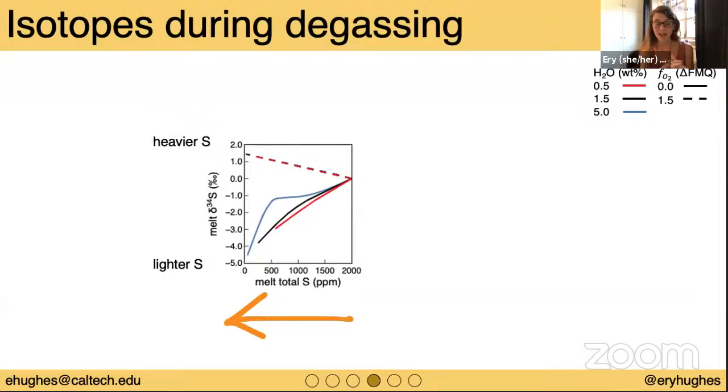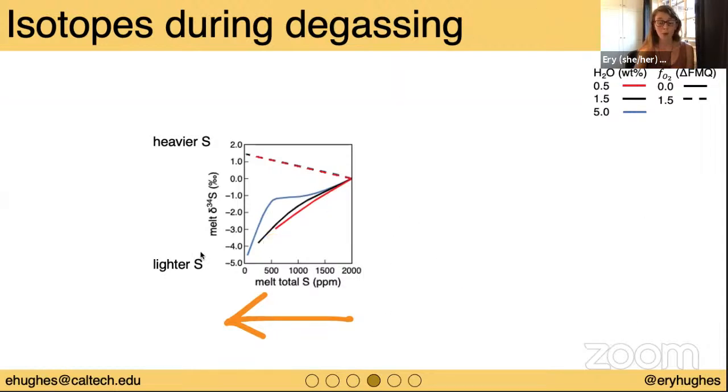And we can see how this affects the isotopes too. So here I've just plotted the total sulfur content of the melt on the x-axis, and then the isotopic composition of the melt on the y-axis. And I'm using here delta 34S notation, and it just means that if we've got more positive values, the melt is heavier, so contains more 34S. And if we've got more negative values, the melt is lighter and contains more 32S.